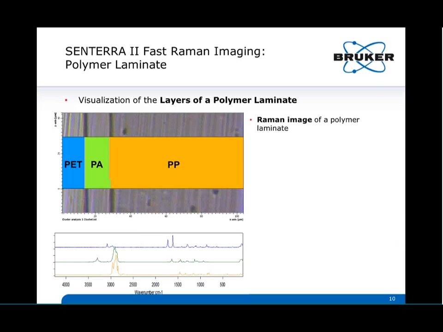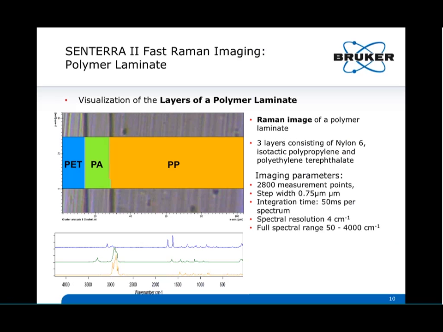Here we have a routine measurement of a fast Raman imaging of a polymer laminate. This system consists of three layers: polypropylene, polyamide, and polyethylene terephthalate. And the image has been acquired with 50 milliseconds integration time and about 0.75 step width at full spectral range.